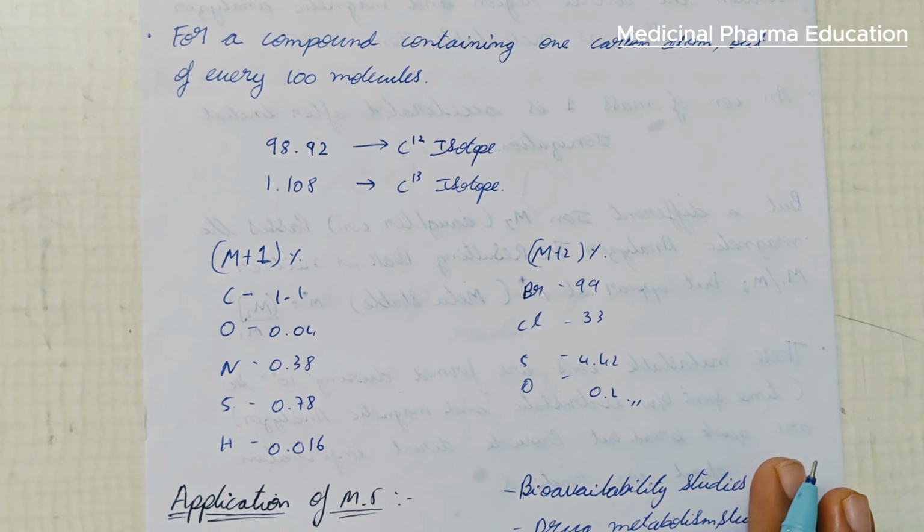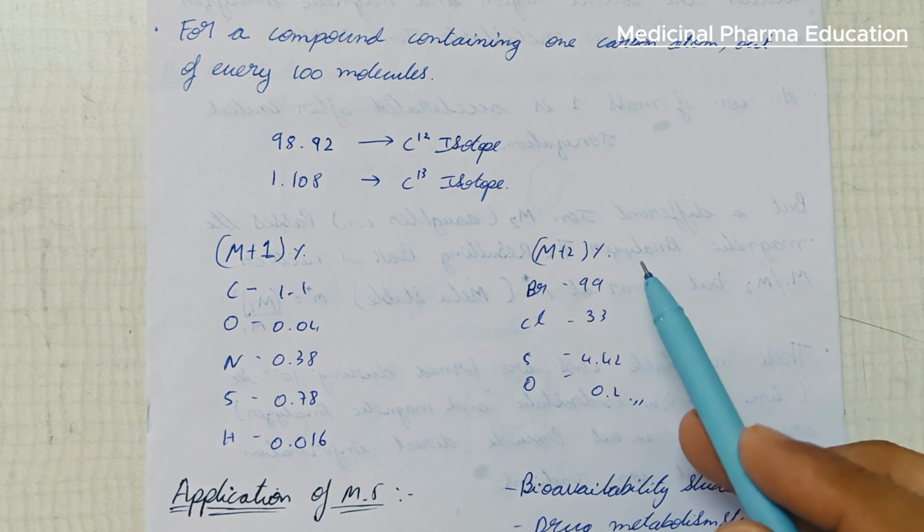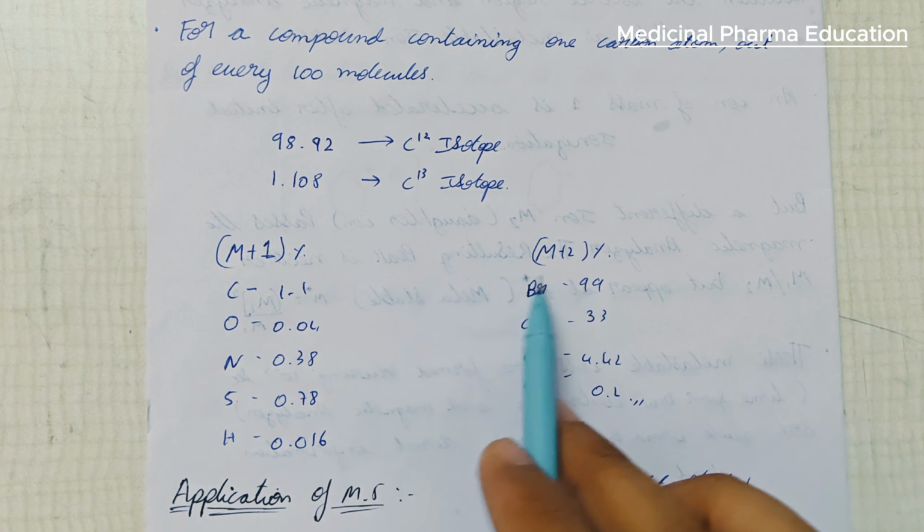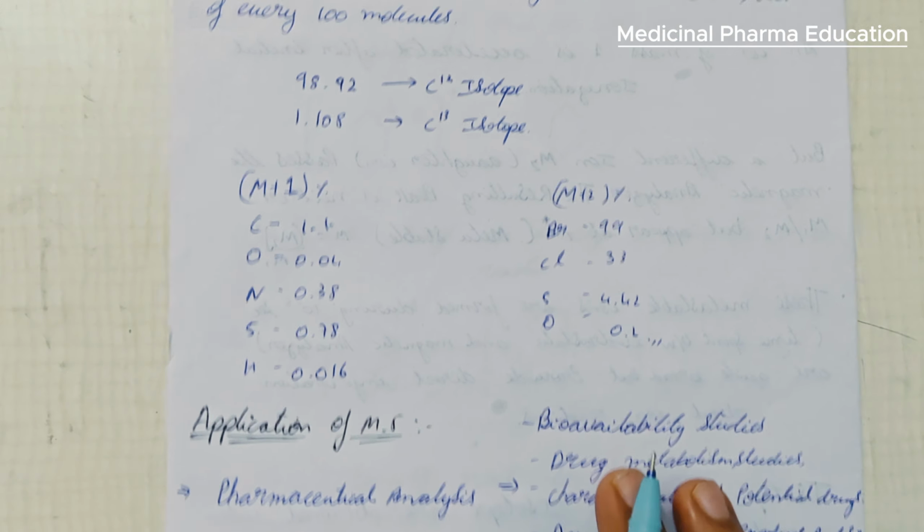I think you understood. See, for M plus 1, these are the atoms. For M plus 2, these are the atoms. If these are present, isotopic peaks are formed.